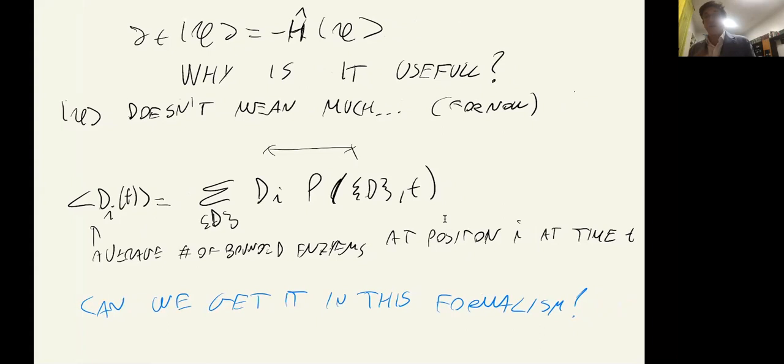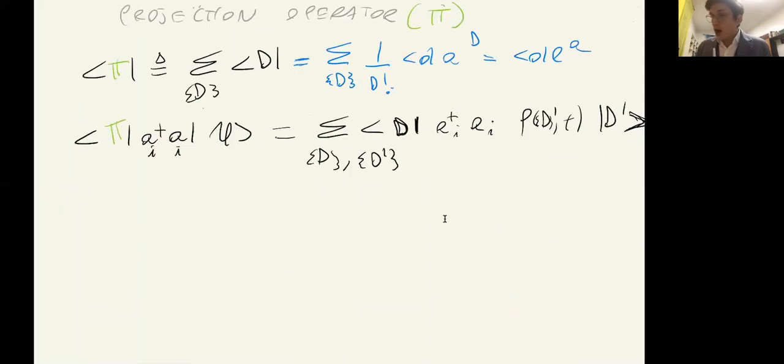And then actually, for example, can we get the average number of enzymes bound at position i at time t? This is the one down here. This is just the definition of the average number of enzymes at time t. So can we get this into this formalism? And in order to do that, we introduce what is called the projection operator.